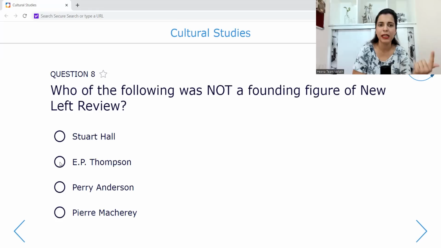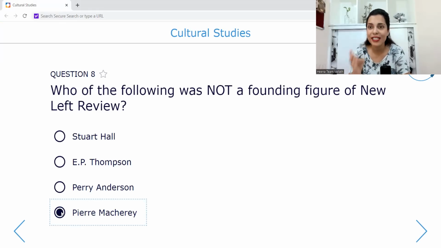A. Stuart Hall, B. E.P. Thompson, C. Perry Anderson, or D. Pierre Macquarie. Understand now, Hall, Thompson, Anderson, they all are English. It has to be option D, Pierre Macquarie.